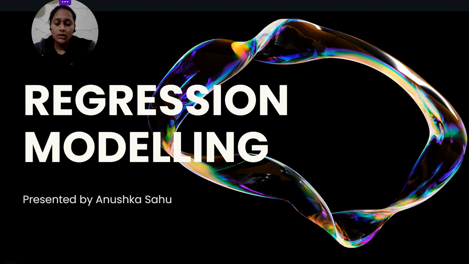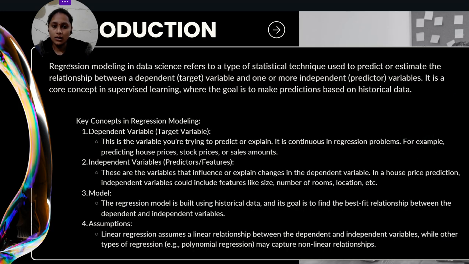So, my next topic is regression modeling. Now, let's discuss what is regression modeling. Regression modeling in data science refers to a type of statistical technique which is used to predict or estimate the relationship between dependent variable and one or more independent variables. It is a core concept in supervised learning where the goal is to make predictions based on historical data.